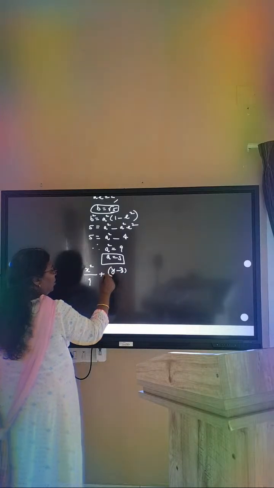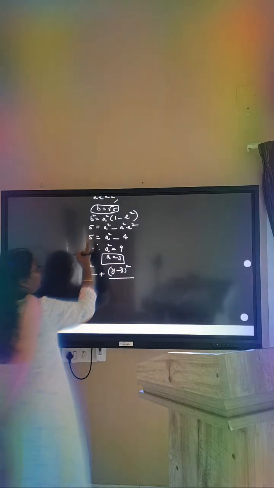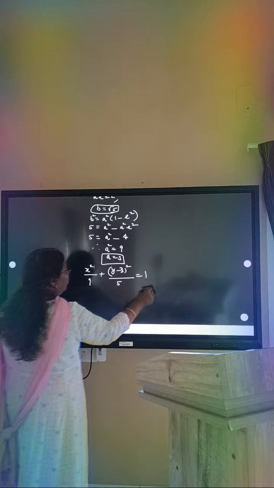Your origin is shifted to y minus 3, so 0 comma 3. So y minus 3 the whole square divided by b square. What is your b? b is root 5. So it's 5 and that is equal to 1. So this is the equation of the ellipse.